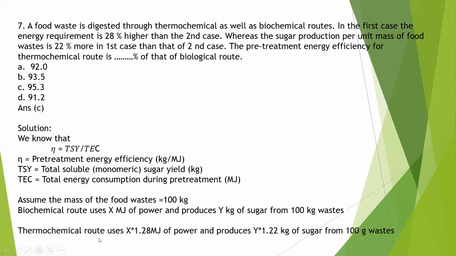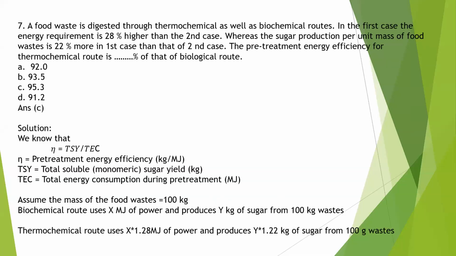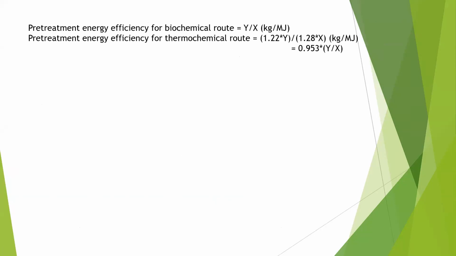So the thermochemical route will use X into 1.28 megajoule of power and it produces 22% more sugar. So the sugar production through the thermochemical route will be 1.22 times that produced by biochemical, that is 1.22 into Y kg of sugar from 100 grams of waste. So we have to find the pre-treatment energy efficiency for thermochemical routes as a percentage of biochemical routes.